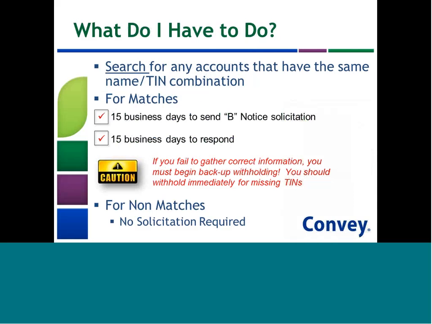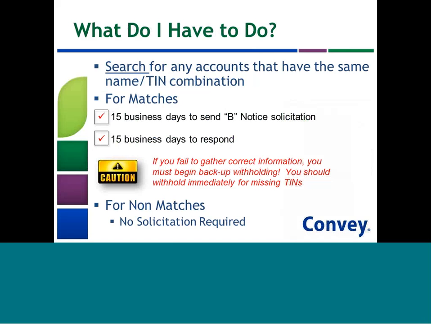From a standpoint of what you have to do when you receive a B Notice is, first of all, you need to search for any of the accounts that have the same name and TIN combination. The reason for this is you want to be sure that you gather all accounts, all relevant information for that individual, and treat them all the same and appropriately.